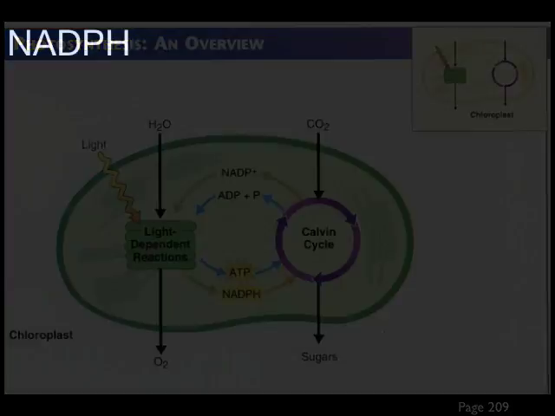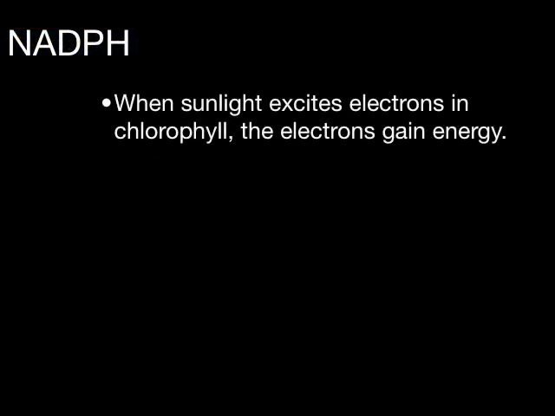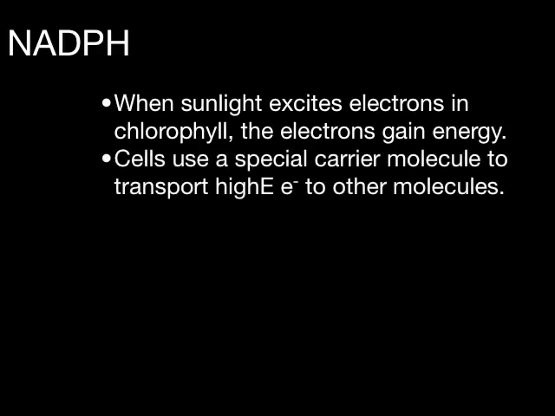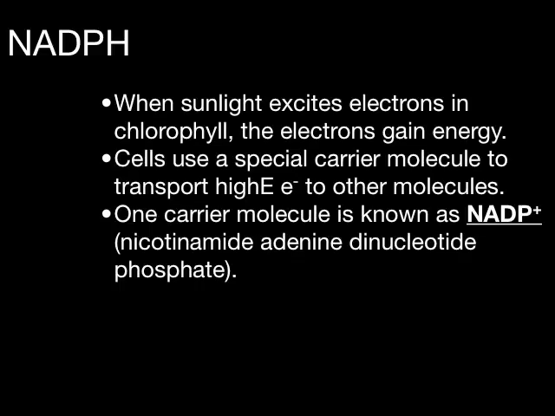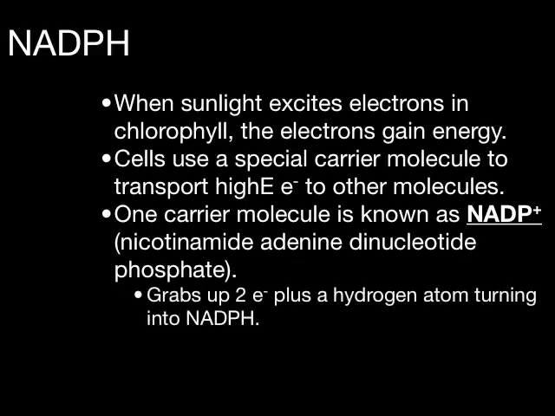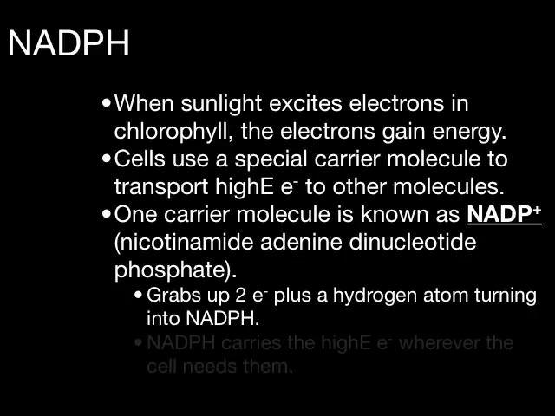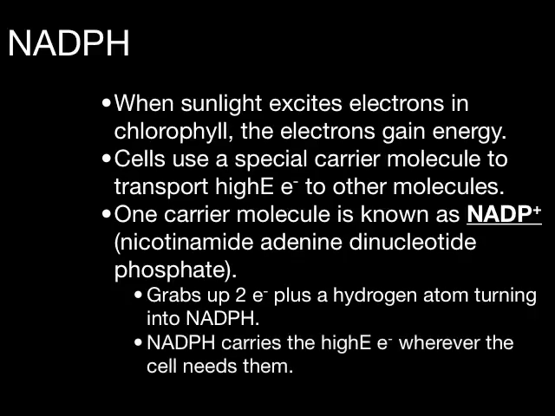Now, before we get into photosynthesis, we do need to discuss one last thing, and that is NADPH. NADP, or nicotinamide adenine dinucleotide phosphate, is a special carrier molecule that plant cells use to transport high-energy electrons to other molecules. You can think of these high-energy electrons like red-hot burning coals that you might have in a charcoal grill. The NADP comes along and scoops up the two high-energy electrons along with a hydrogen atom to become NADPH, and it basically transports the high-energy electrons wherever the cell needs them to go.